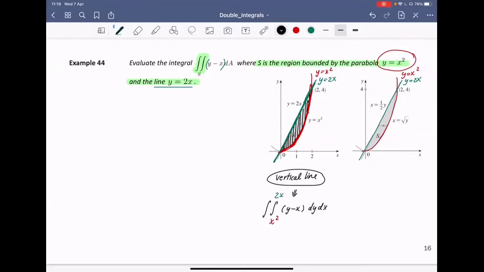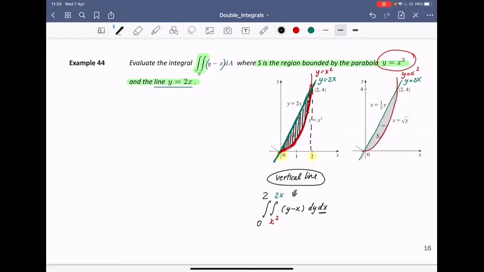And your outside x here is going to be 0 to 2, because you start from x equals 0 and at the end you have x equals 2. That is how you set up the integral in 2 dimensions.